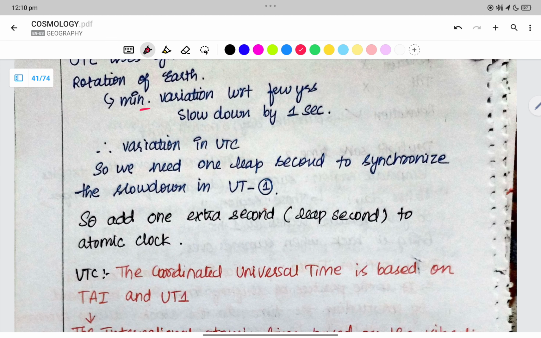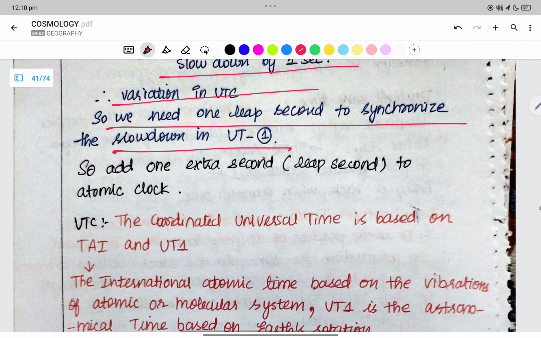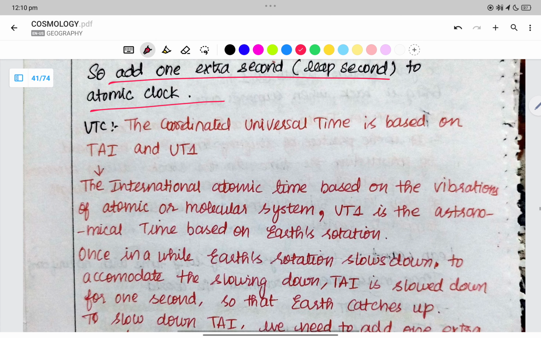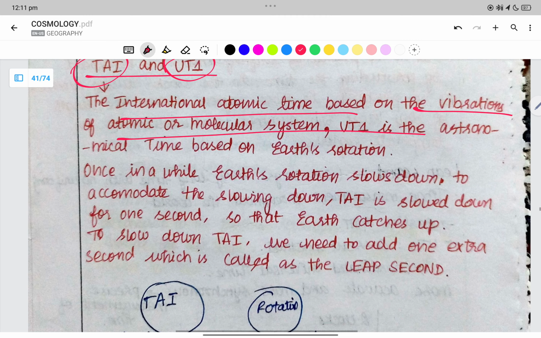With a variation over a few years, a slowdown by 1 second, a variation in the UTC, we need 1 leap second to synchronize the slowdown in UT1. So add 1 extra second to the atomic clock. Coordinated universal time is based on TAI and UT1. TAI is international atomic time, based on vibrations of atomic or molecular systems.